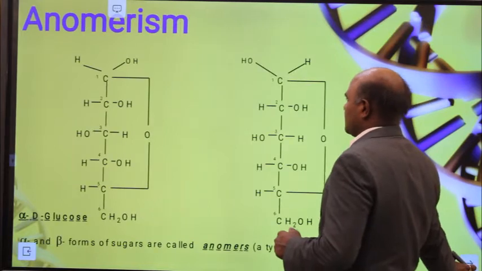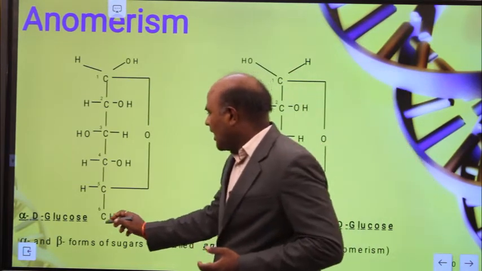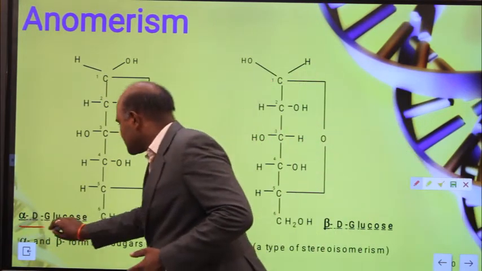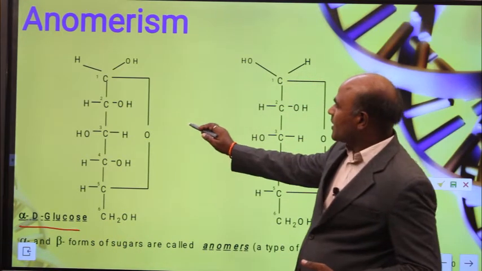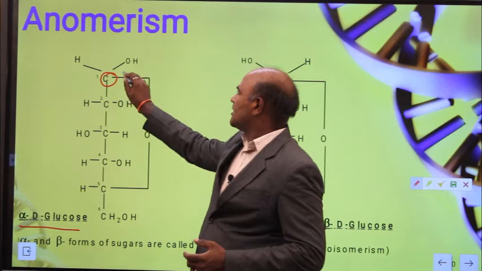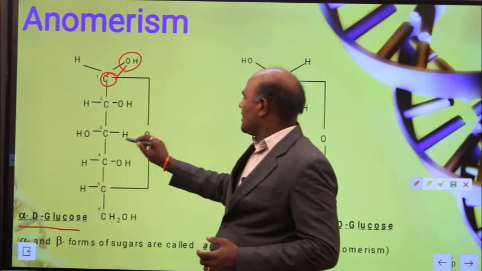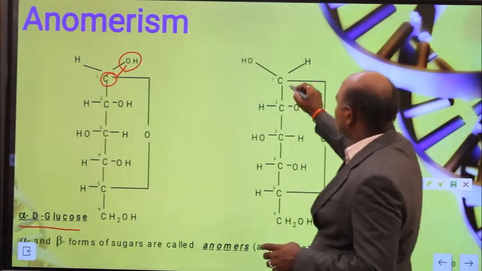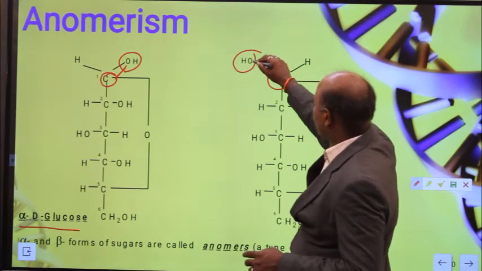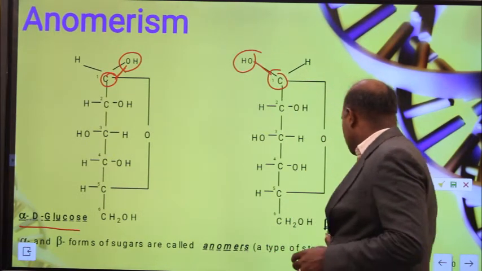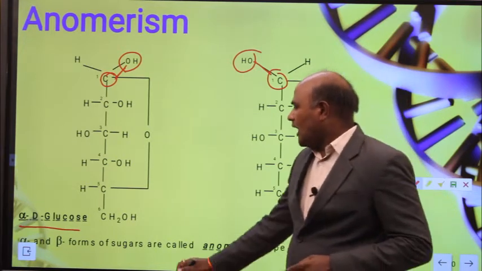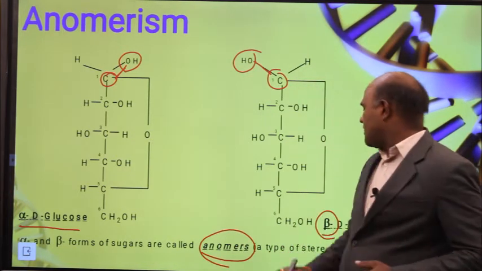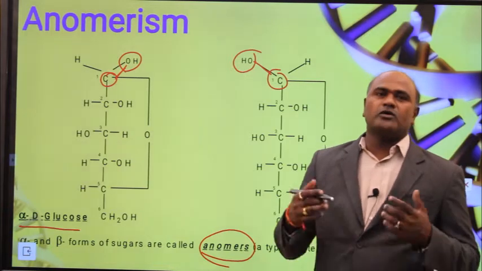What is anomerism? This one you can see here is alpha D glucose. You can see the carbon 1 position here, and the OH is attached here, so that is what we mentioned as alpha D glucose. Whereas here we can see the OH on the left side, so we call this beta glucose. Alpha and beta forms of sugars are called anomers. They are a type of stereoisomerism.